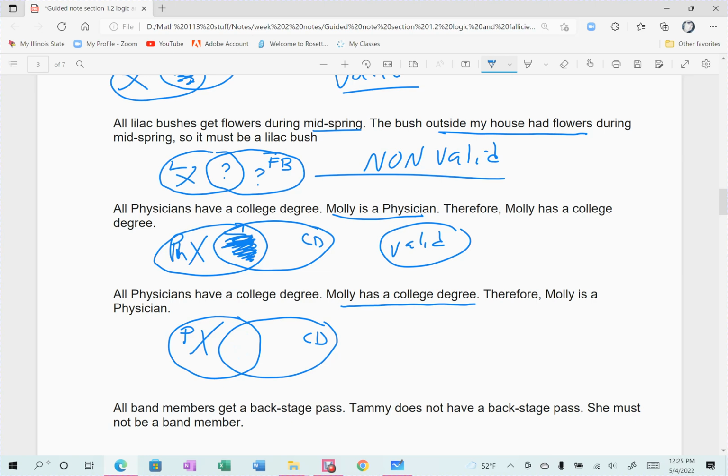But this is not valid, right? All we know is that she has a college degree. She's in the college degree circle. I don't know where in the college degree circle. She could be here or there. She could be a physician. She might not be a physician. So the conclusion is not valid. It's not a good argument.